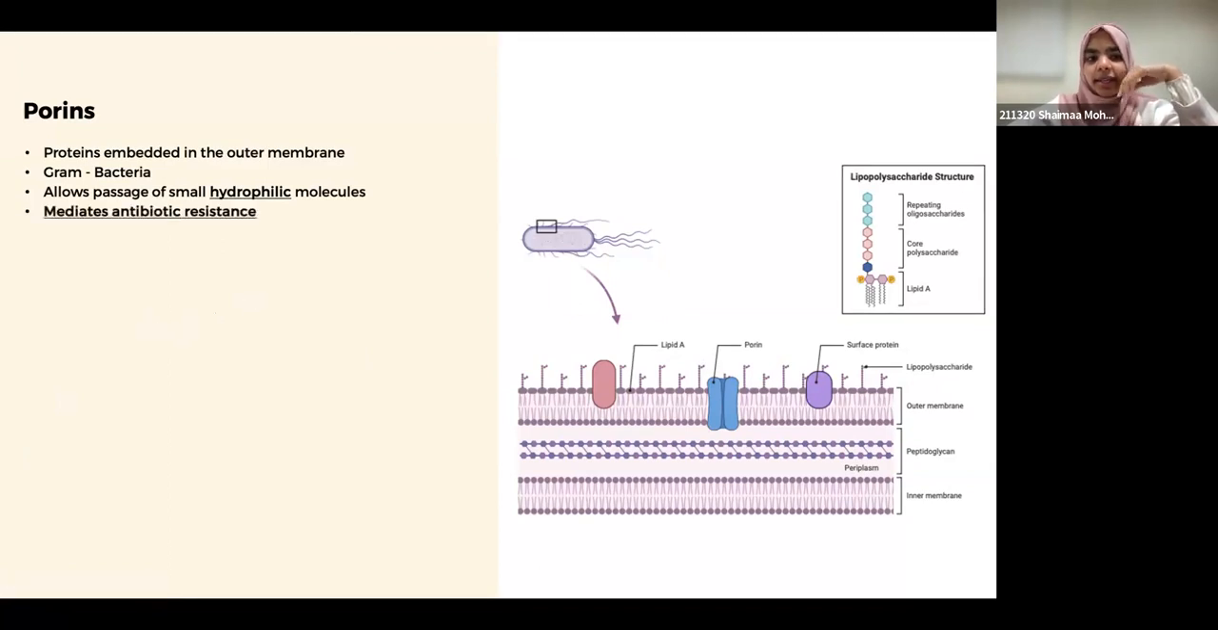So porins mediate antibiotic resistance, okay? Sometimes there are antibiotics that can only go in through the porins. That's the passage for them. And if a bacteria decides to, for example, downregulate the porins, there's going to be fewer antibiotics that can go in, and you're going to have antibiotic resistance. So porins help in the mediation of antibiotic resistance, okay?